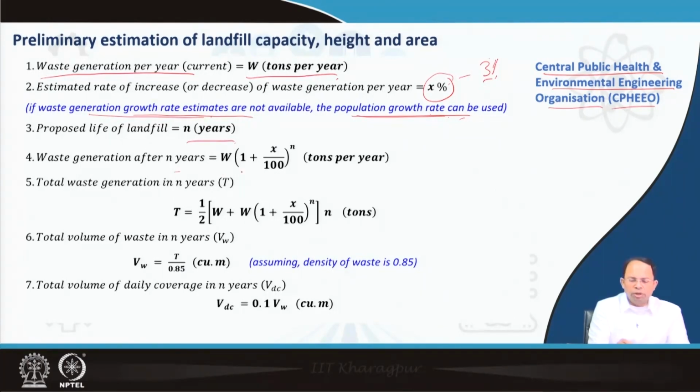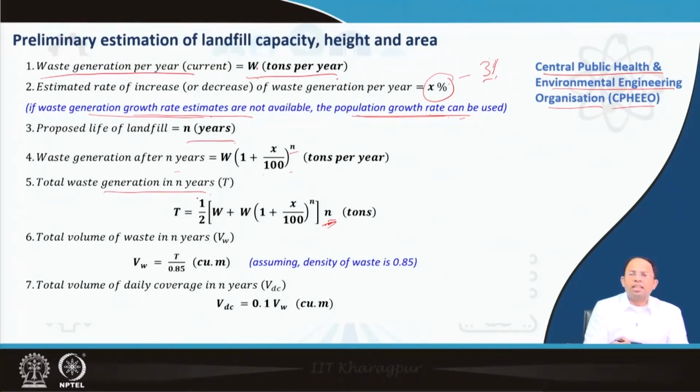This is given by W into (1 + X/100) to the power N, where N is the number of years of the site life. So this is the final year, and W is the initial year. The total waste generated over the life of the landfill is half of (W plus the final year's waste) multiplied by the number of years of site life. So we take the average waste generated per year over the site life, multiplied by the number of years of site life for this particular site. That gives us the total waste generation in N years.